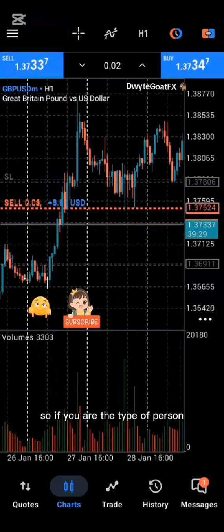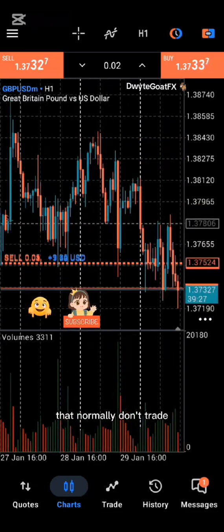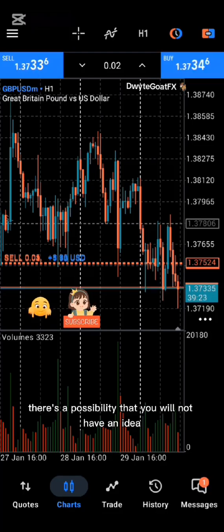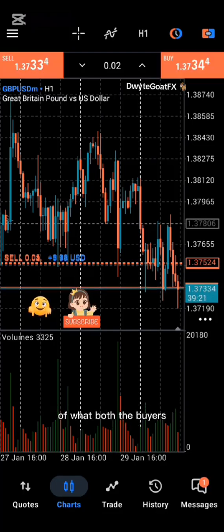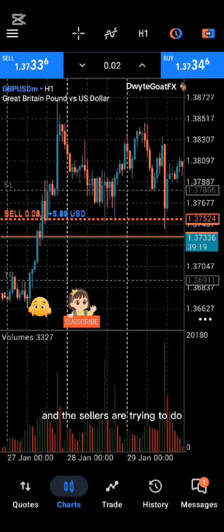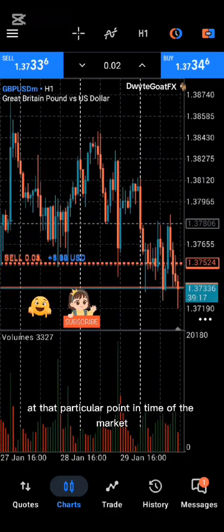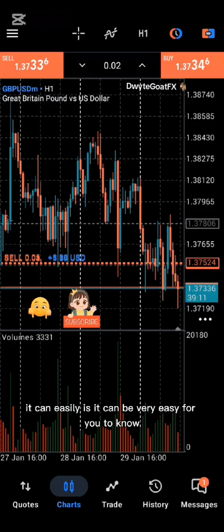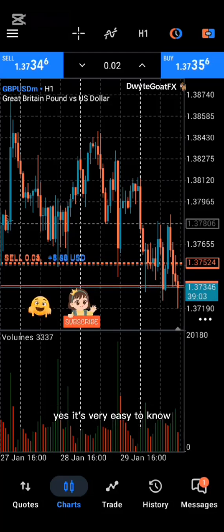So if you are the type of person that normally doesn't trade without using the volume, there's a possibility that you will not have an idea of what both the buyers and the sellers are trying to do at that particular point in time of the market. So by knowing the basics of volume, it can be very easy for you to know if a market is going to go bullish or bearish. Yes, it's very easy to know.